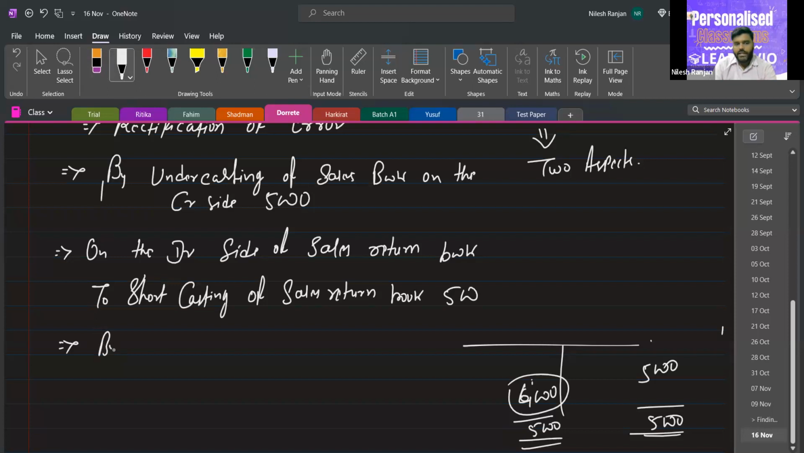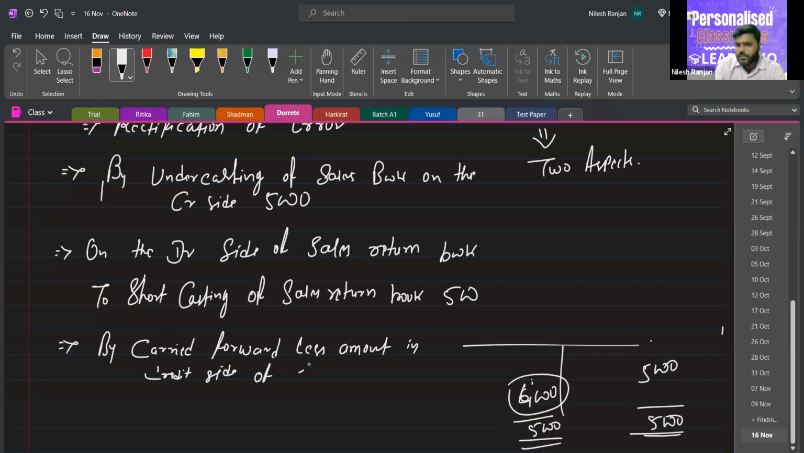So it will be by short, not shortcasted here. It is by carried forward less amount in credit side of sales book.